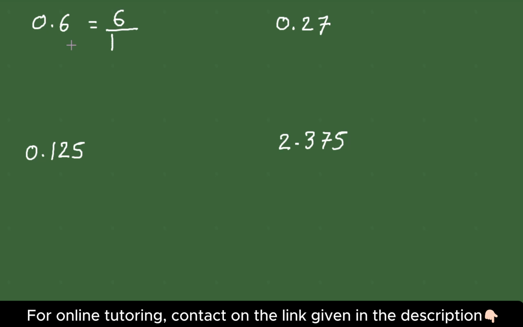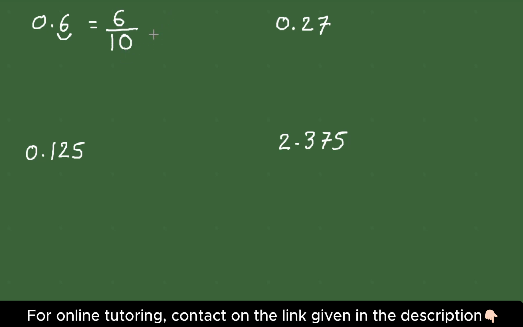Now look at the decimal number. How many decimal places are there? We have only one decimal place. So we will put only 1 zero in the denominator after 1. So now we have 10 in the denominator. So our fraction is 6 over 10.